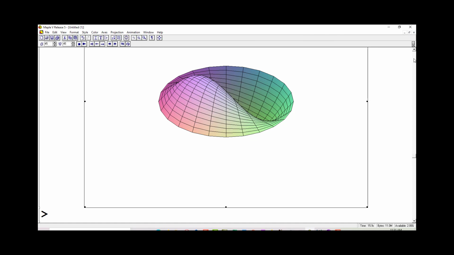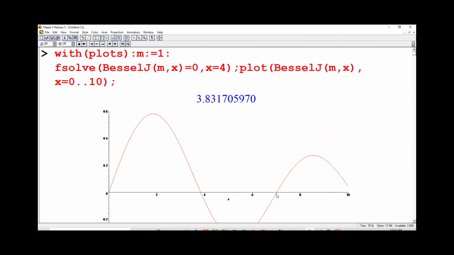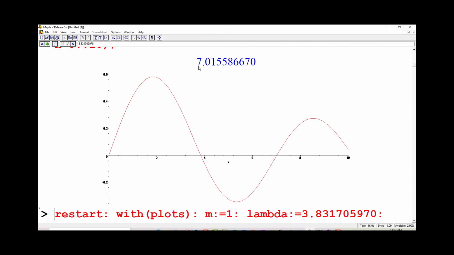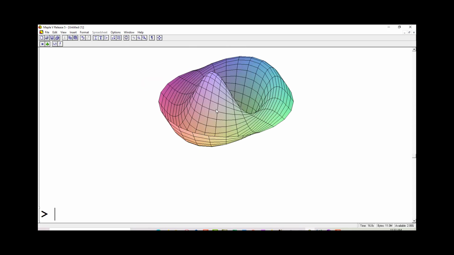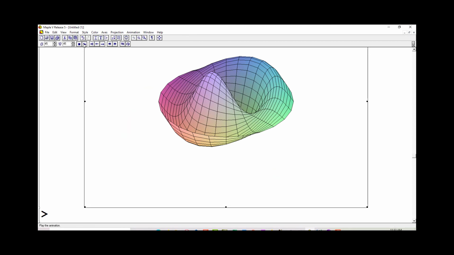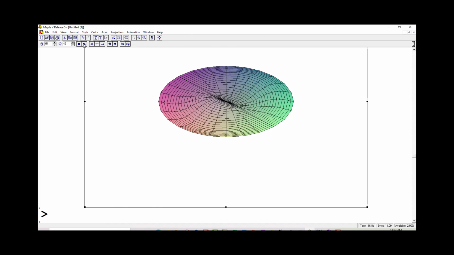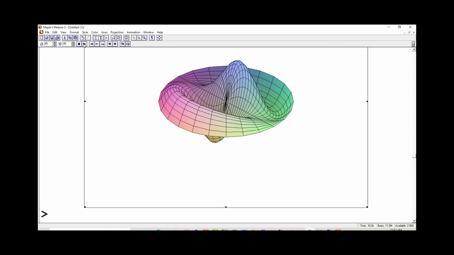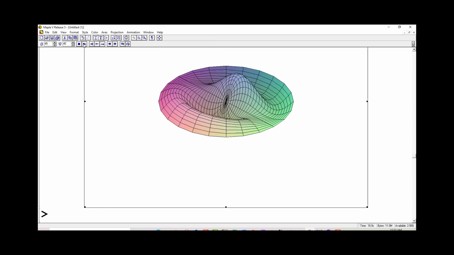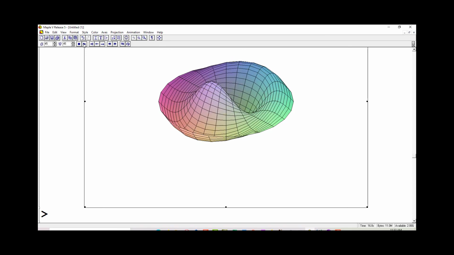Notice that we don't have to use the first root. We could go for the second root, which would be somewhere between 6 and 8. So if we try an initial value of about 7, we can then go to a slightly different vibrational mode. And it looks quite similar, but there is a distinction here, a very definite distinction, by using that second root instead of the first root.